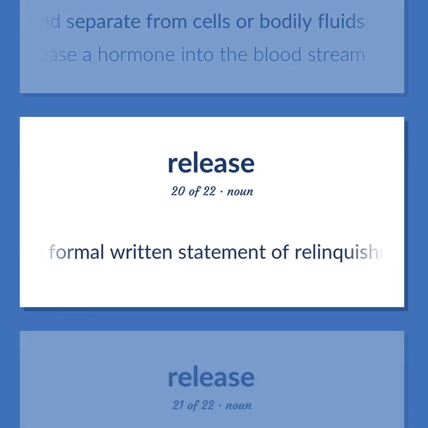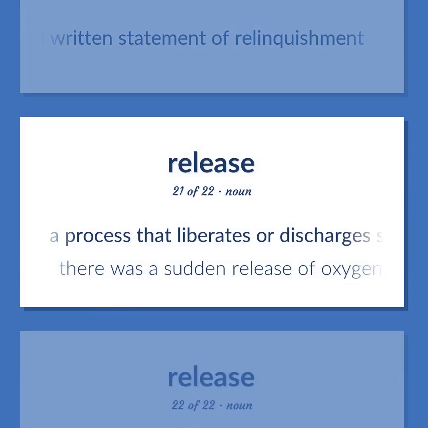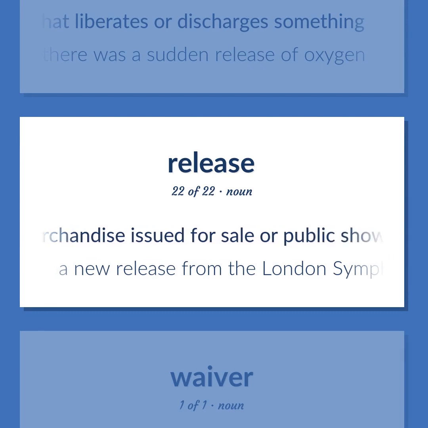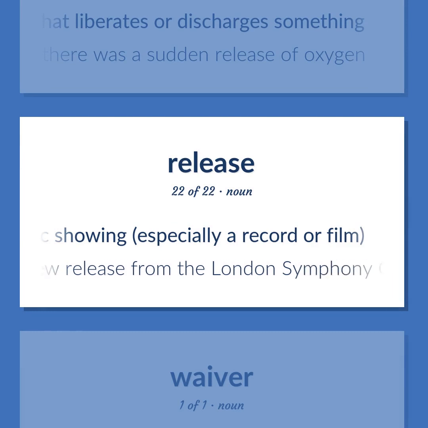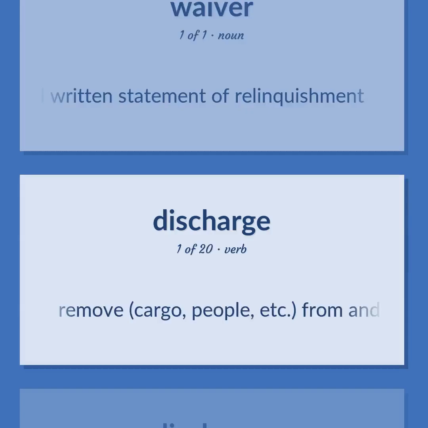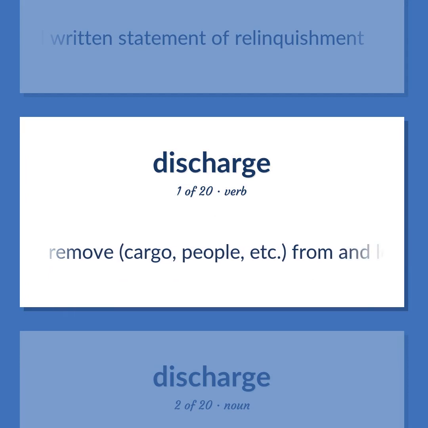A formal written statement of relinquishment. A process that liberates or discharges something. There was a sudden release of oxygen. Merchandise issued for sale or public showing, especially a record or film. A new release from the London Symphony Orchestra. A formal written statement of relinquishment. Remove cargo, people, etc., from and leave.